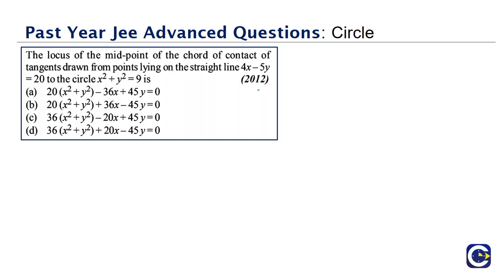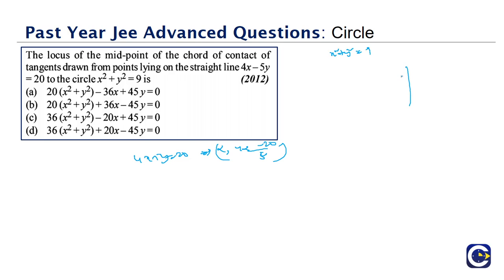The locus of the midpoint of the chord of contact of tangents drawn from the points lying on the straight line 4x - 5y = 20 to the circle x² + y² = 9 is, which of the following options are correct? So any point on the line 4x - 5y = 20 will be of the form (alpha, (4 alpha - 20)/5).